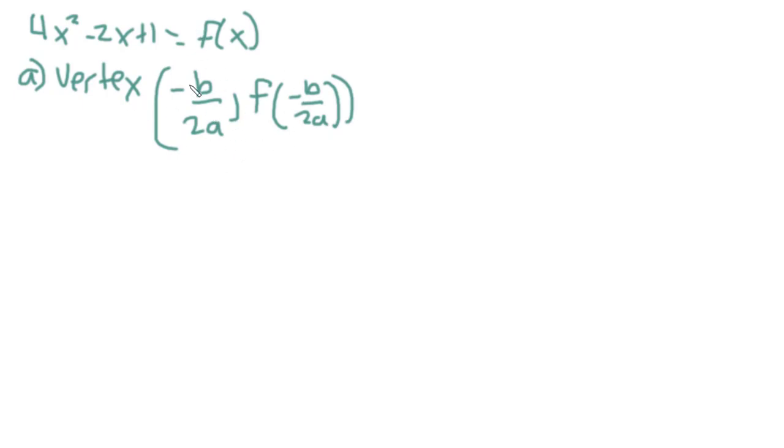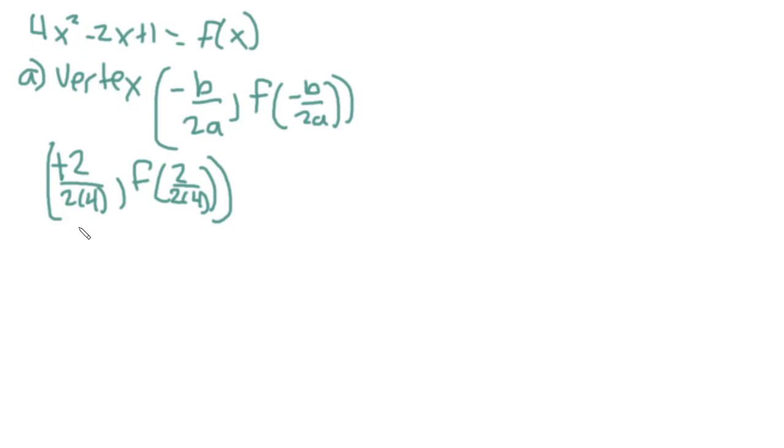So that one is definitely going to be easier to do if you know how to use the formula. So let's make sure we note what my a, b, and c are. 4 is my a, negative 2 is my b, and 1 is my c. So negative b over 2a is going to be a positive 2 over 2 times 4. And then we're going to have f of positive 2 over 2 times 4. Okay, so now 2 divided by 2 times 4, that's 2 divided by 8, which is 1/4.